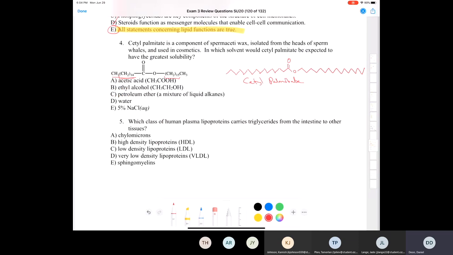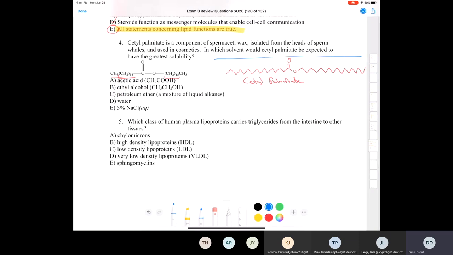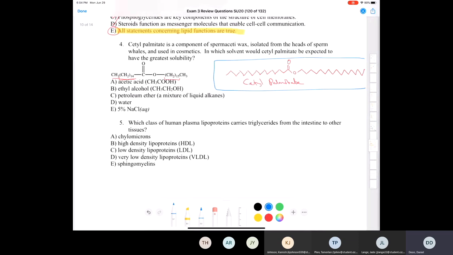Here you go. So I've gone ahead and I've drawn out the entire bond line structure of acetyl palmitate right here. So the question is asking, if you look at the structure of acetyl palmitate, which of these solvents would you expect it to dissolve in? Acetic acid, ethyl alcohol or ethanol, petroleum ether, which actually is a mixture of liquid alkanes, water, or 5% sodium chloride. Which one of these do you think is the best answer?